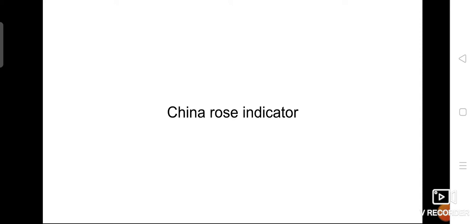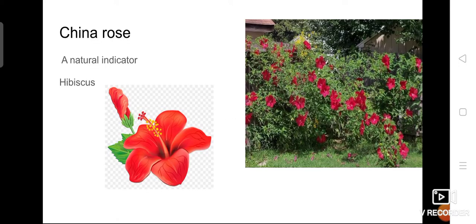It is a very common flower seen in our garden, and it is also called hibiscus. We know this flower very well, isn't it? They are mostly red in color with big petals. Other colors are also available, but mostly red, and the petals are very big, isn't it? So how do we use these flowers as indicators?